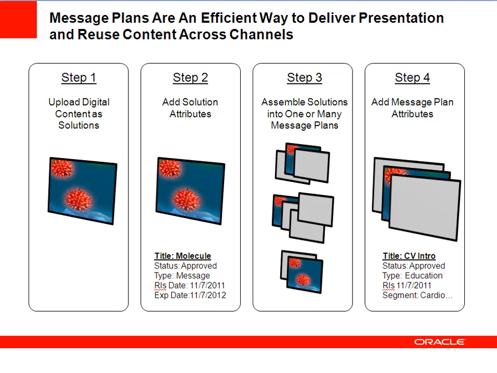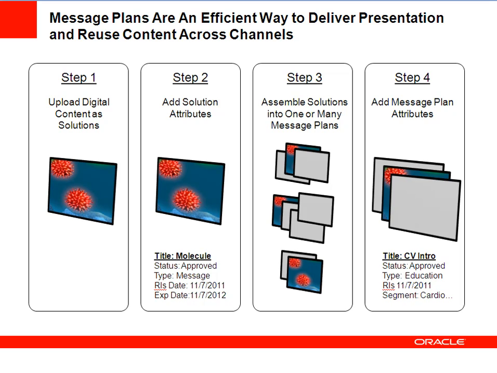As we talk about how you create a message plan using CRM on demand, it really consists of four basic steps. The first two involve users uploading digital content as solutions. And then as you can see in step number two, adding metadata tags to those solutions, such as titles, release and expiration dates.